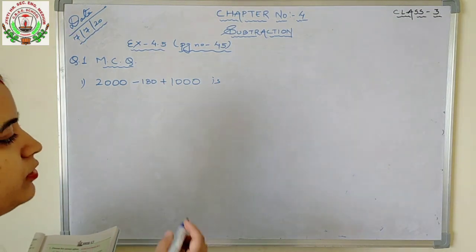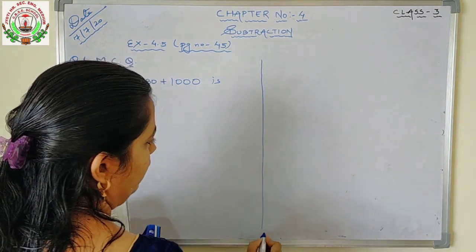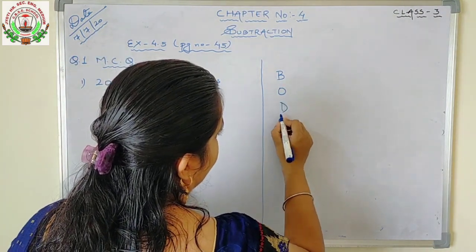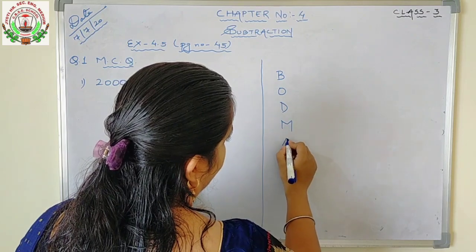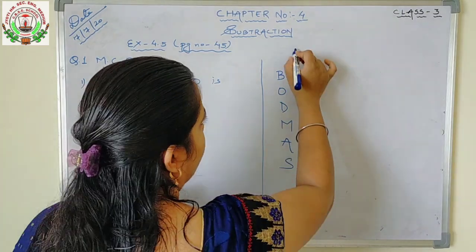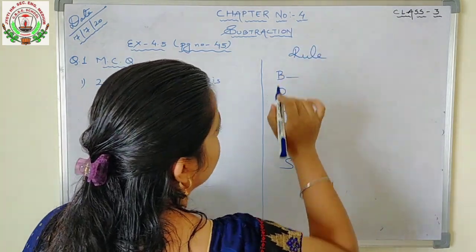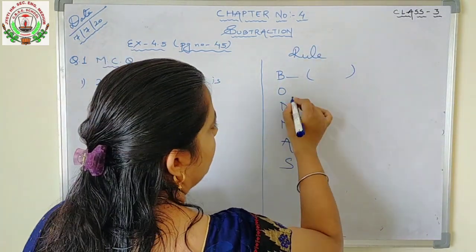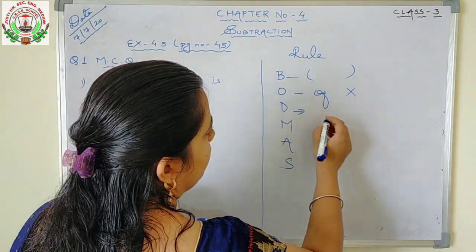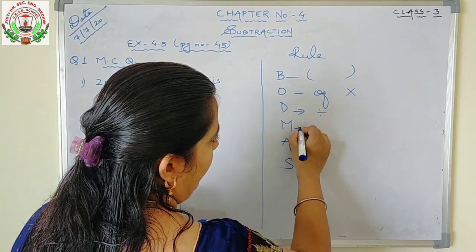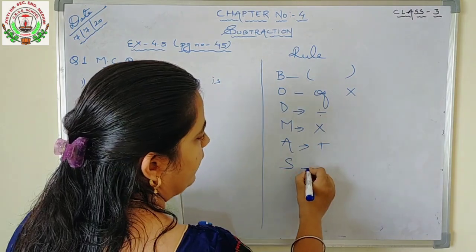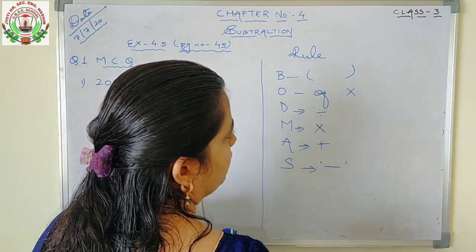Before starting the question, I want to explain some rules to you. In maths, this rule is very important. This is the BODMAS rule. B means bracket, O means of, which is also a sign of multiplication. D is for division. M means multiplication. A means addition and S means subtraction.